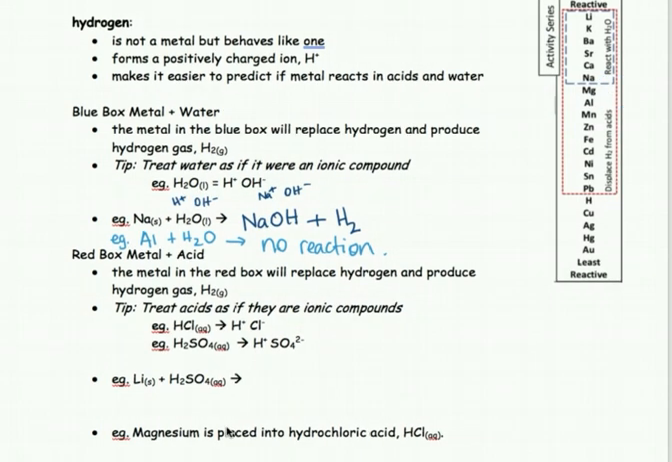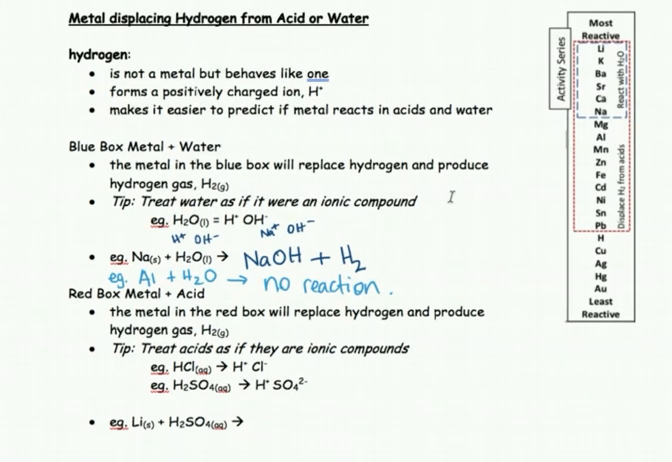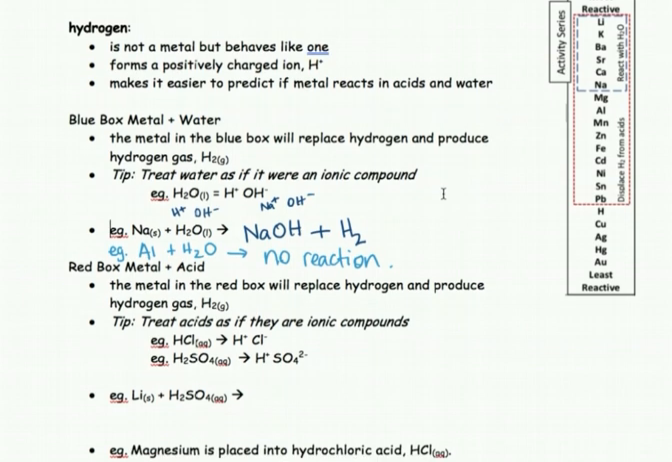Okay, so let's look at lithium coming in and reacting with sulfuric acid here. We have lithium with an acid. It's either acid or water, and this one is an acid. We're going to see if this reaction is going to occur. So let's take a look at where lithium is. We see lithium here at the top, and we're looking to see if it can displace hydrogen out of sulfuric acid. Lithium is in the acid box, so yes, this reaction will occur.